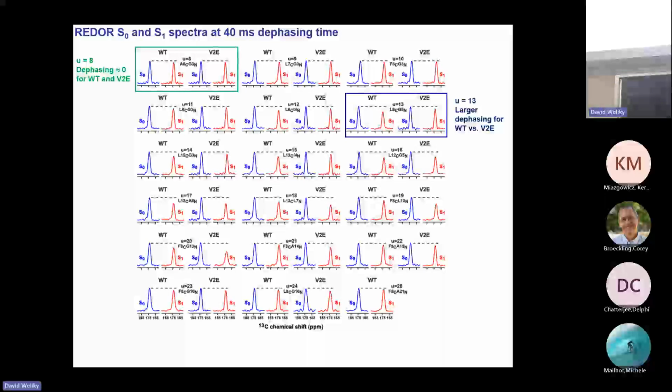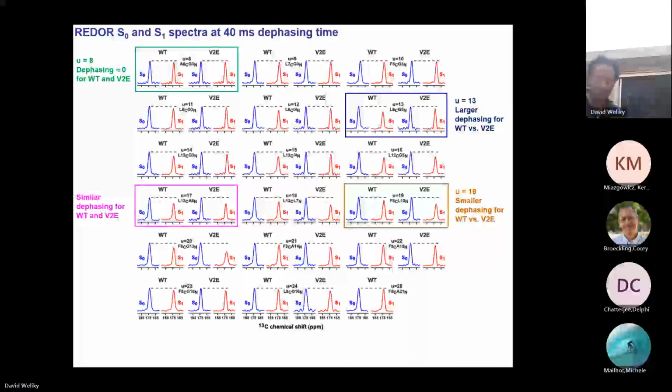For U equal 13, now you can see there's a large loss in signal for wild type, much less for B2E. So that means for wild type, we probably have some significant population of registries of beta sheets near T equal 13, less for B2E. For U equal 17, you see similar dephasing for wild type and B2E. So both have some population of registries near T equal 17, and then at 19, it reverses. Now you see B2E has much larger dephasing than wild type. So just looking at some of the data, we definitely have larger populations of longer beta sheets for B2E.